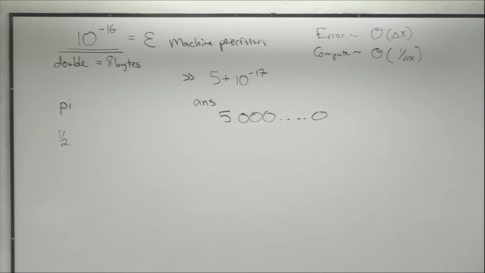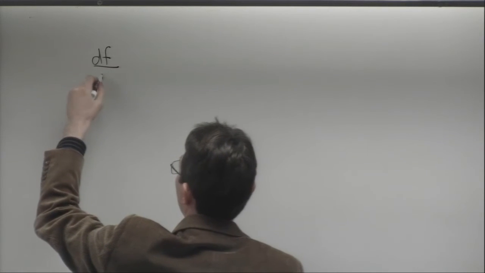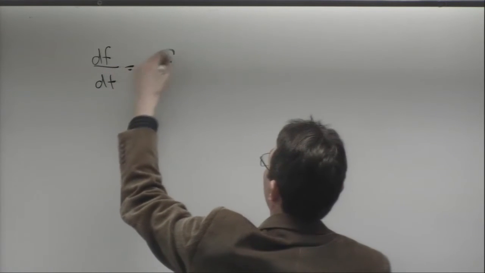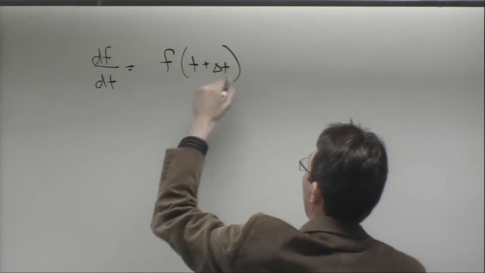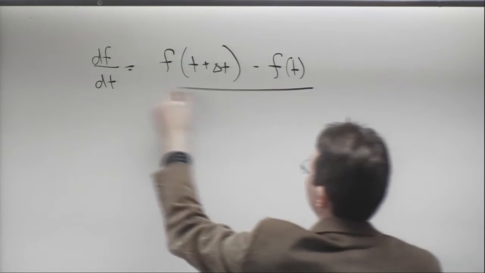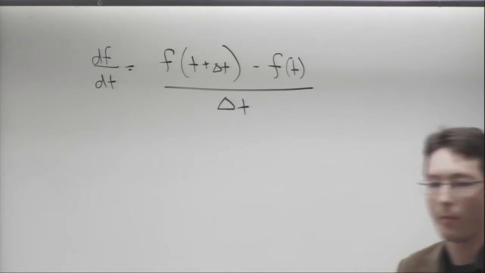So now we're going to take this idea of round-off error, and we're going to plug it into our finite difference derivative, our forward difference scheme. And we're going to find that as we decrease delta x, our approximation gets better and better and better until it starts magnifying this round-off error, and then it'll get worse and worse and worse. So let's say df dt is equal to f of t plus delta t minus f of t divided by delta t.